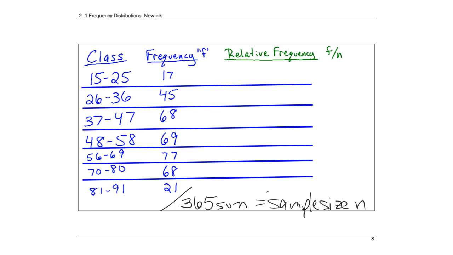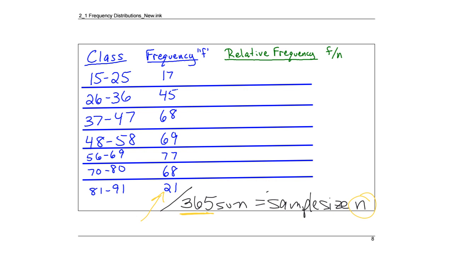So what I did is I went ahead and put all of these numbers into the calculator. I added up, what do I have here, 7 numbers from 17 to 21, and I got 365. So that's my sample size. That's my N. We use N to denote sample size. So I added up all the frequencies. That gave me 365.